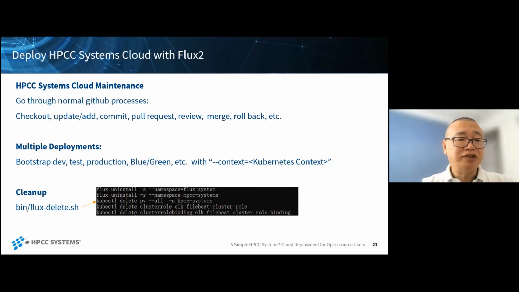So to clean up, you just run the command. We provide a helper script called flux delete. Basically, it will uninstall the namespace under the flux system, and also the HPCC system, and then we delete some persistent volumes and also some other resources we created during the deployment.